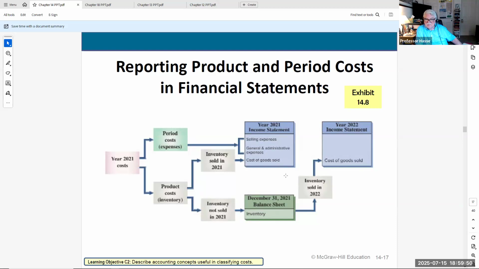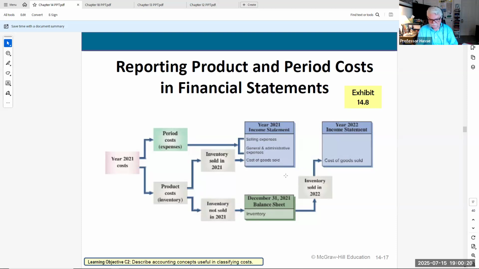Notice above that the period costs, those period costs are only in 2021. In the year, selling and G&A expenses are in the year they were incurred. None of those costs transfer over to the next fiscal year. They're tied directly to the fiscal year that they were incurred in, whereas product costs do not become an actual cost or an expense until they are sold out of inventory.